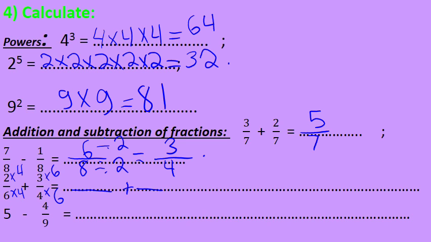2 times 4 is equal to 8. Yes. Plus 3 times 6 is equal to 18. Yes. 4 times 6 is equal to 24. Yes. Now we have like fractions. The denominator is? The same. Which is? 24. 8 plus 18 is? 26. Now the fraction is 26 over 24.